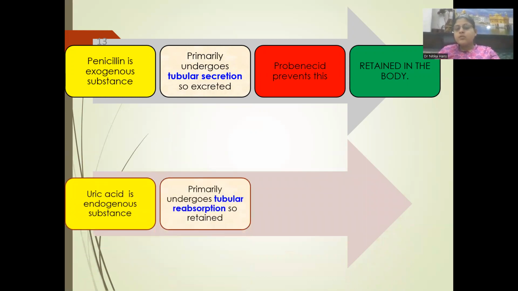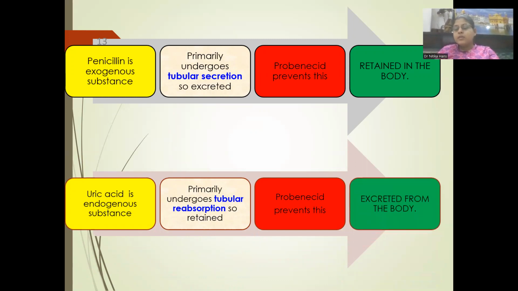Uric acid is the endogenous substance which undergoes tubular reabsorption. Probenecid has a higher affinity for the organic anion transport pump, so it will inhibit the reabsorption. When it inhibits the reabsorption, it leads to excretion of uric acid from the body. So in gout, we give probenecid so that uric acid gets excreted out and gout is prevented.